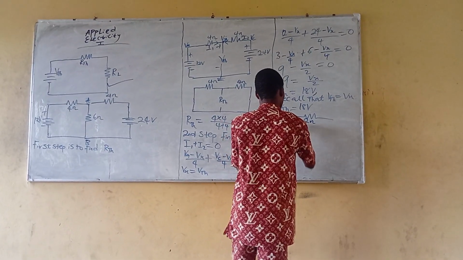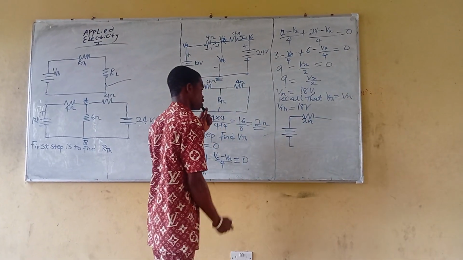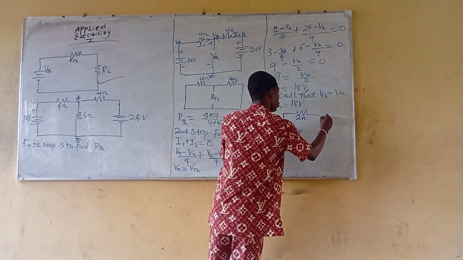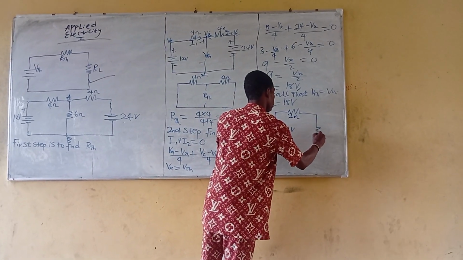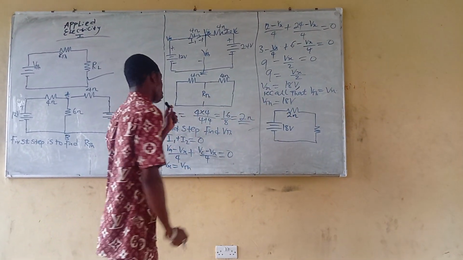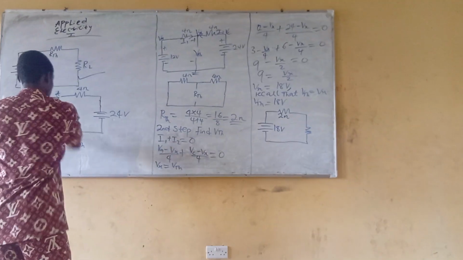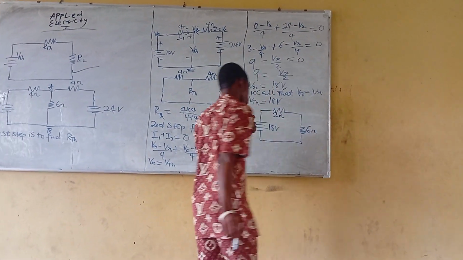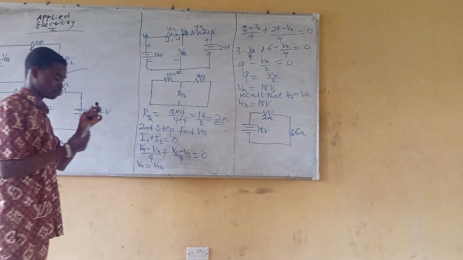So the voltage, VTH, Thevenin's voltage, is what? 18 volts. Now your load resistance, you already know your load resistance, right? What's your load resistance here? Your load resistance is 6 ohms. So let's input it here. So what's the next step?